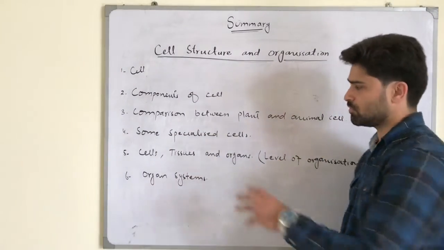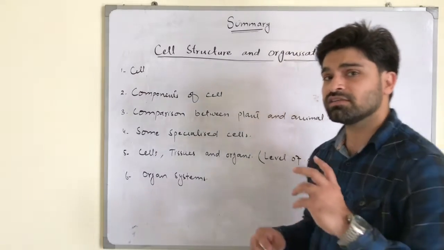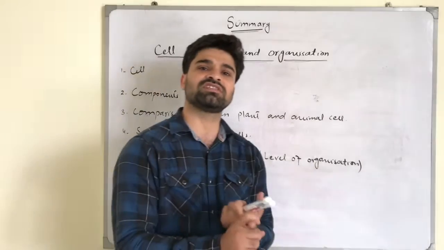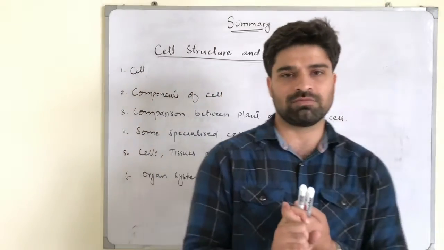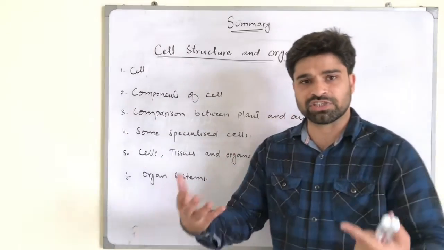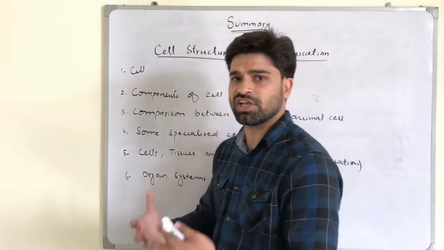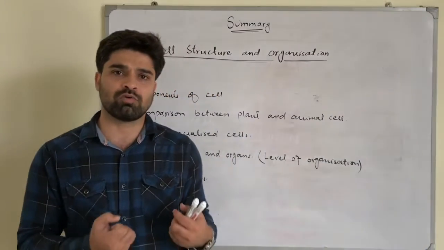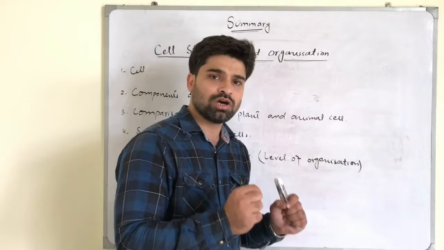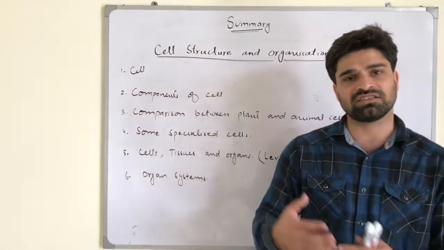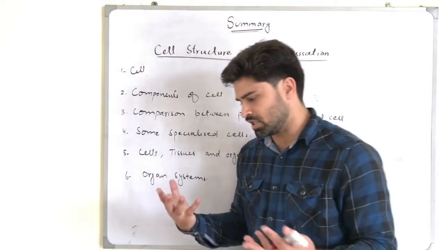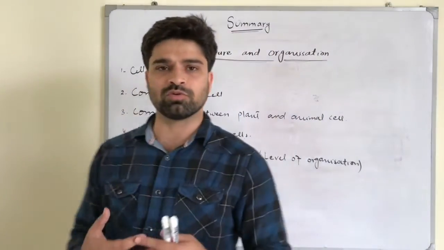Then we talked about some of the specialized cells, and these specialized cells were the root hair cells, xylem vessels, and the red blood cells. Root hair cells and their adaptations. Root hair cells are basically adapted to absorb the water, and they increase the surface area of the root. Their adaptations were that they are long and they are thin. That was all about the adaptations of the root hair cells.